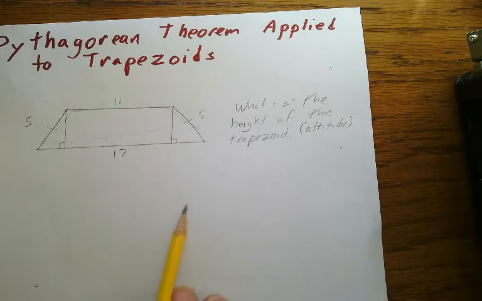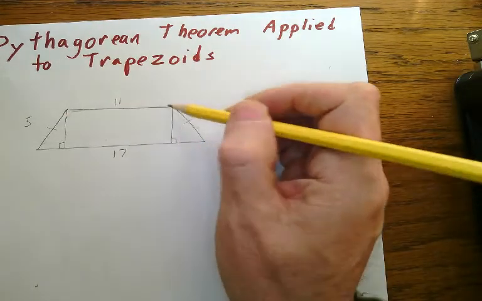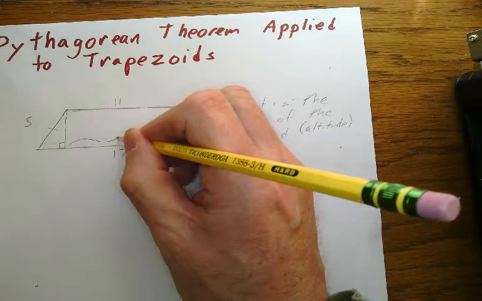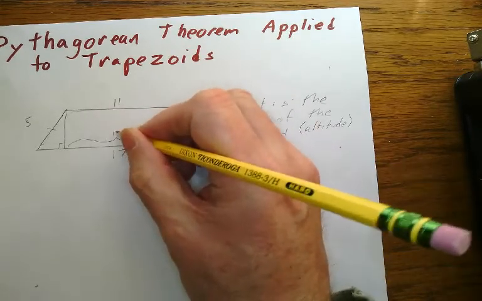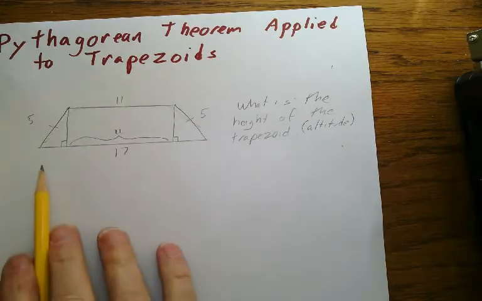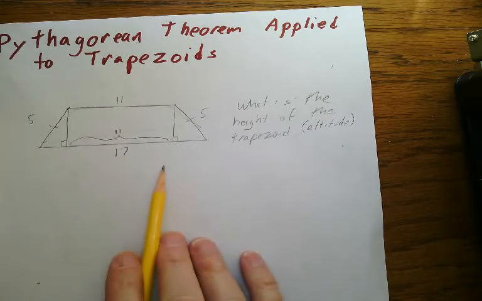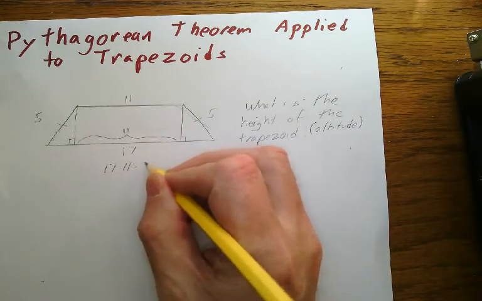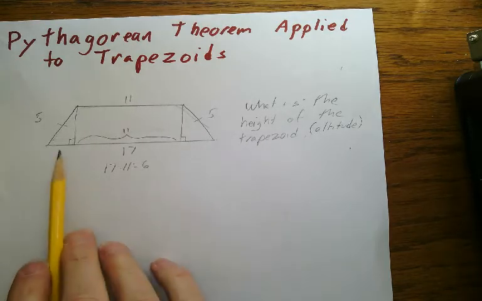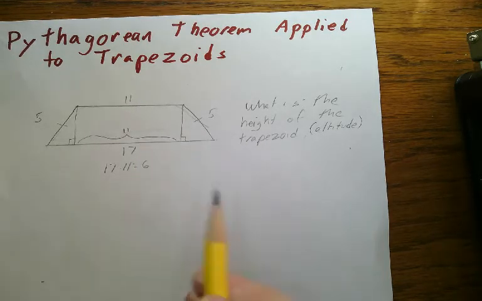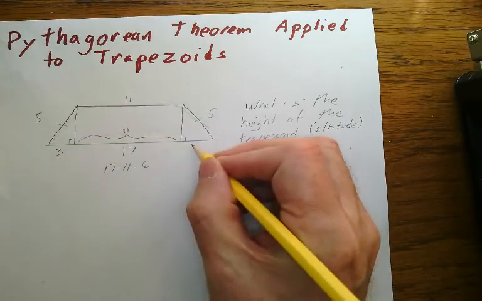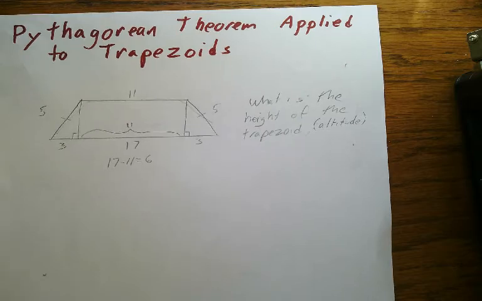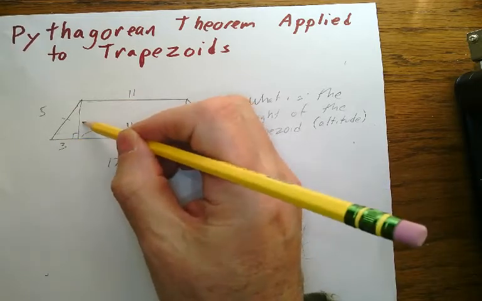And then what I end up getting on the inside is a rectangle, isn't it? And if this top side was 11, this inside part of the rectangle is also 11. But if we said the whole remaining base was 17, the leftover part, which is 6, 17 minus 11 equals 6, that leftover 6 has to be divided evenly on each side. So that means 6 divided by 2 is 3 and 3. So you see now we do have a right triangle where we know what two of the sides are. Let's find the third one.